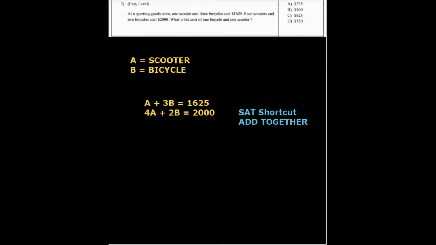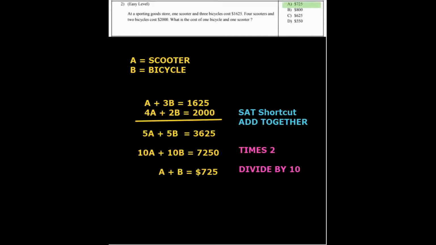This is a standard SAT shortcut question. They want to reward students that know how to set up a system of equations. All you have to do is add them together, and voila, we have 5A plus 5B equals 3625, meaning that like if these 2 groups teamed up and they put it into 1 shopping cart, 5 of those scooters and 5 of those bicycles would be 3625.